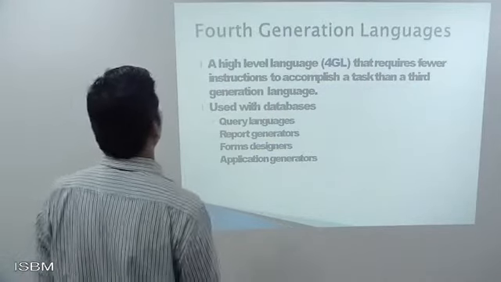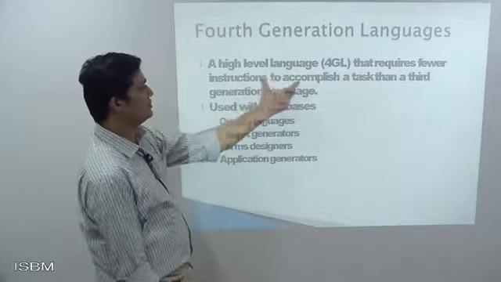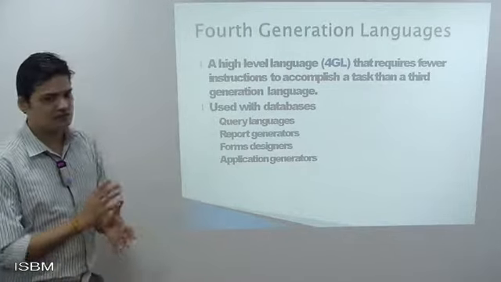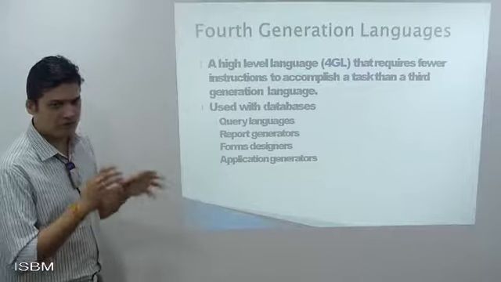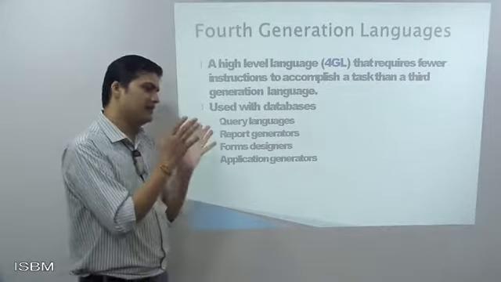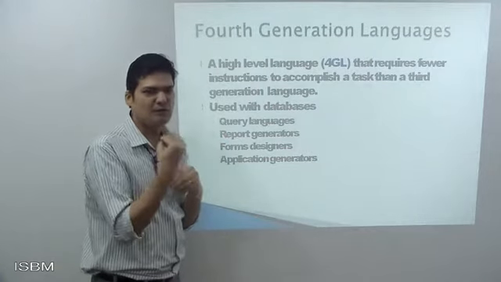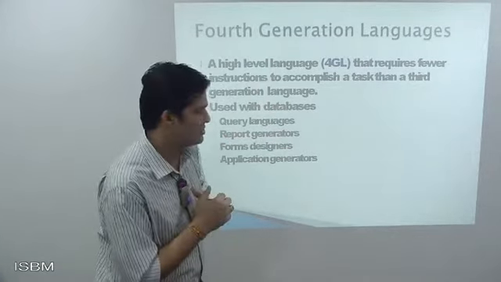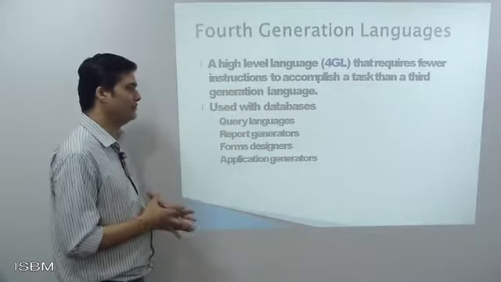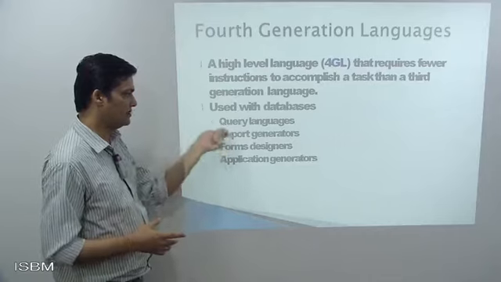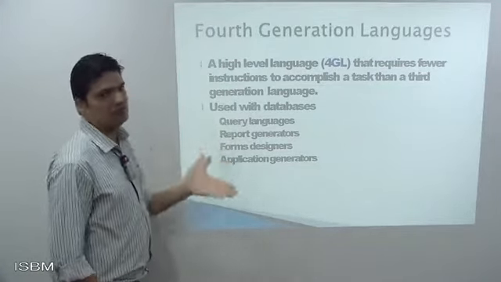Then we have a fourth generation language, called 4GL, that requires fewer instructions to accomplish a task than the third generation. The requirement has been reduced; whatever you are writing, the code has been reduced. So you can write code easily to be understood by the machine. Databases come in with the fourth generation. It uses query languages, report generators, form designers and application generators.